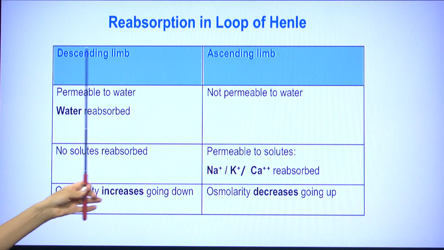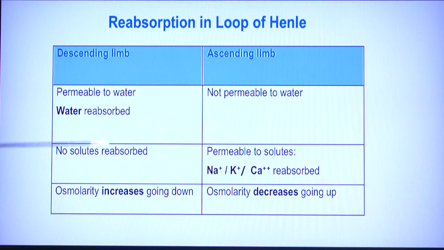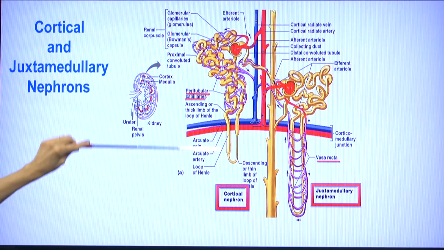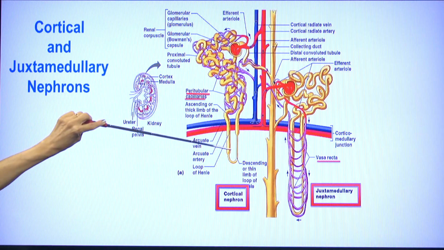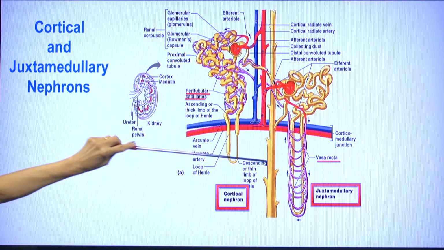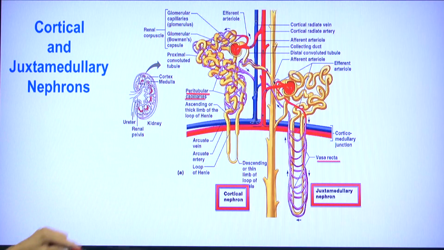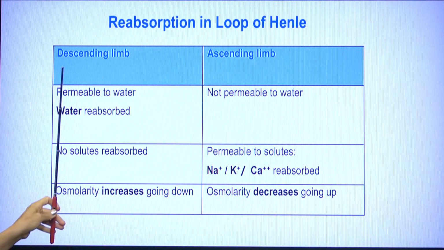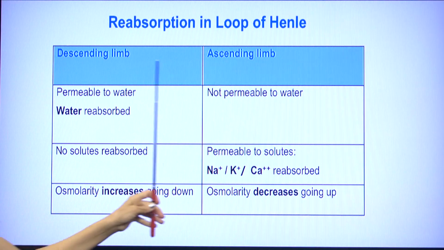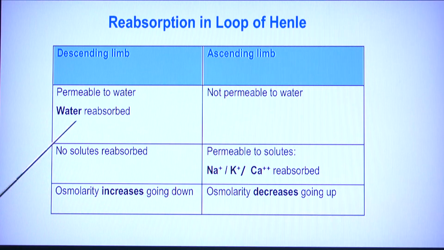So we have two limbs of the loop of Henle, the one that goes down and the one that goes up. So this is going to be a descending limb and an ascending limb. One of them is a descending limb and the other is an ascending limb. The permeability is very different, and this is something that will play a very important role here.